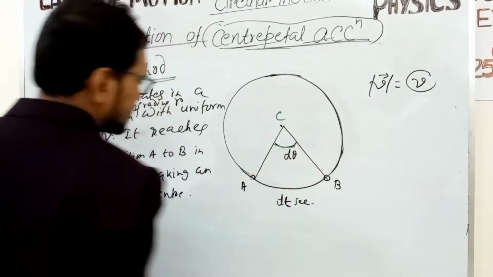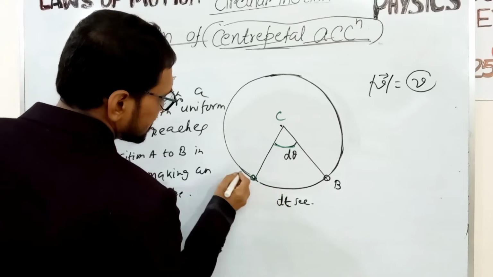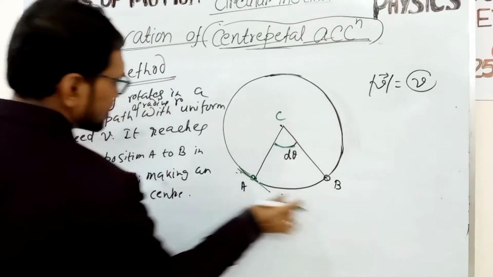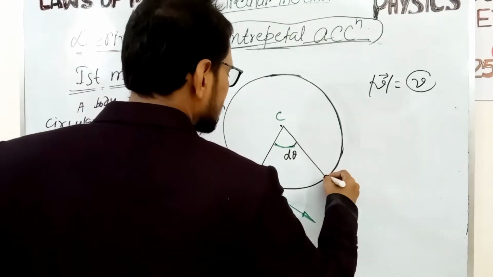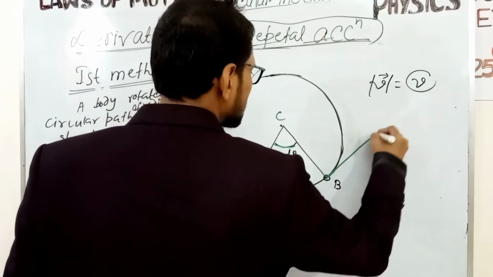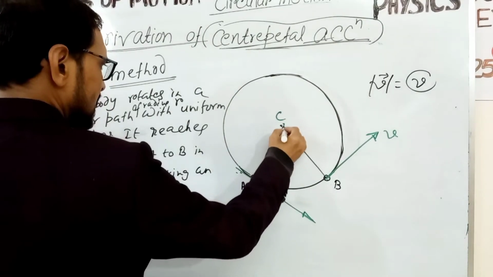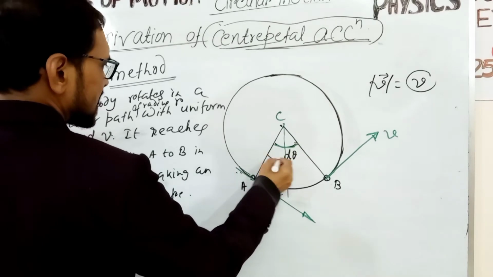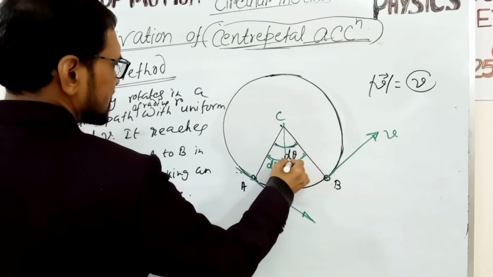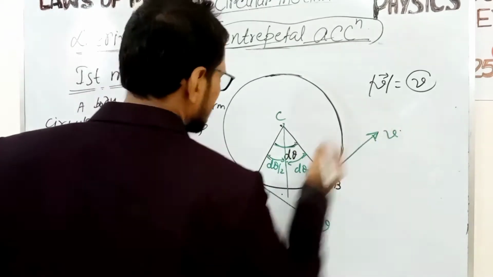This is center. Now when the particle is at A, here velocity is in this direction. Here the velocity is in this direction, and when the particle is at B, the direction of velocity is in this direction. So now divide this angle into, if this angle is d theta, so this angle is d theta by 2, and also this angle is d theta by 2. Now the velocity is v and v.